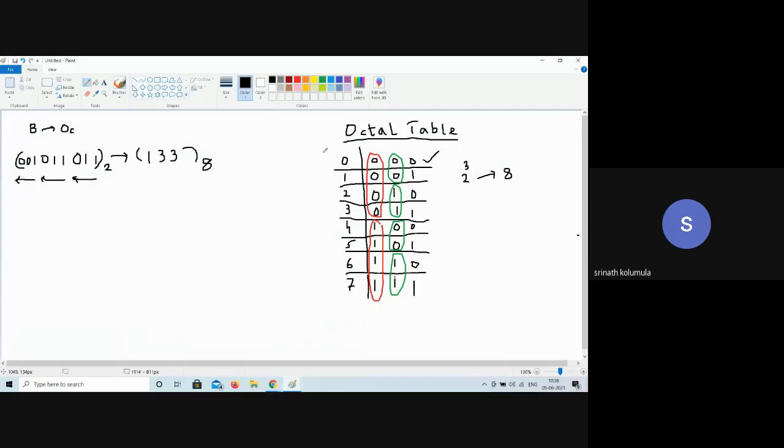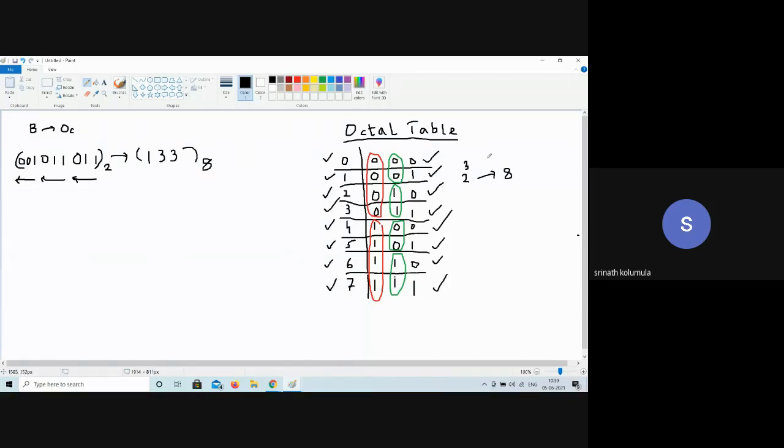First row is representing what? 0. Second row 0 0 1 is representing what? 1. Third row 0 1 0 is representing what? 2 in octal. Fourth row 0 1 1 is representing 3 in octal. Fifth row 1 0 0 is representing 4 in octal. Sixth row 1 0 1 is representing 5 in octal. Likewise 1 1 0 is representing 6 in octal. 1 1 1 is representing 7 in octal.